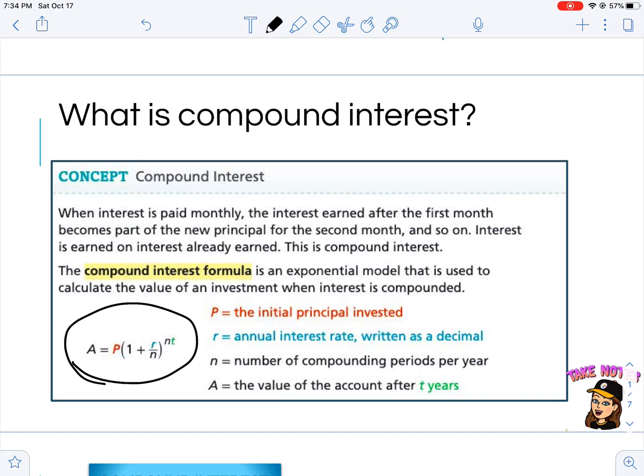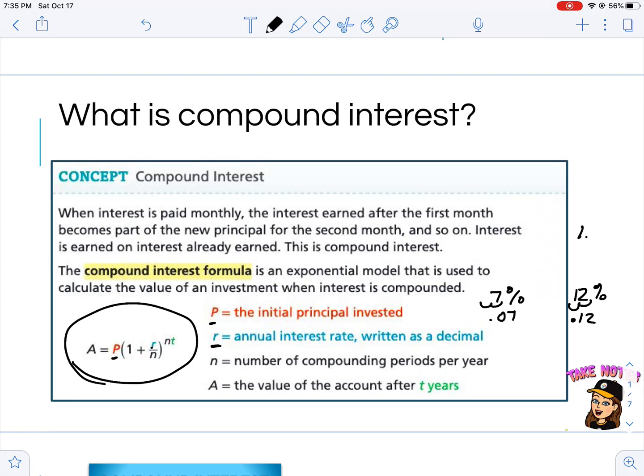So you might want to jot this one down in your notes. P, this P out here, that's our principal. That's the initial amount that you invest. R is your rate, and that is based on the annual interest rate, and we would write it as a decimal. So if you had 7%, we would write that as 0.07. So we always move that over 2 spaces. If I had 12%, if I move it over 2 spaces, it would just be 0.12.